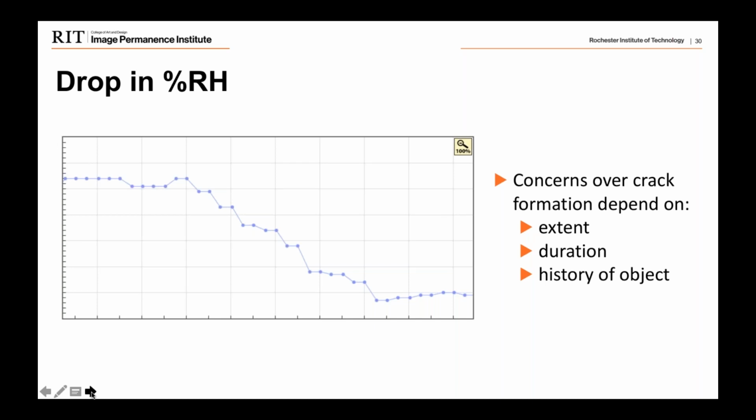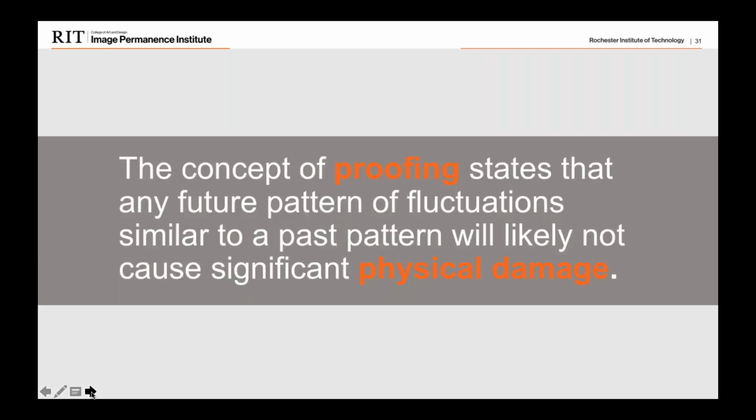When we see a drop in relative humidity, often our concerns are over cracking, shrinkage, and delamination, and the extent to which this is a concern really depends on the history of the object and its specific context. And to talk more about that, I really want to get at the concept of proofing. This is really an idea that if an object has experienced a similar environment in the past, putting it back in that same environment won't cause significant physical damage. So again, this only applies to physical damage.